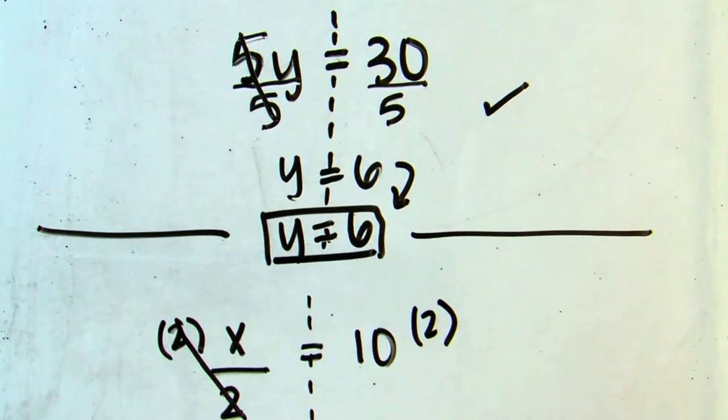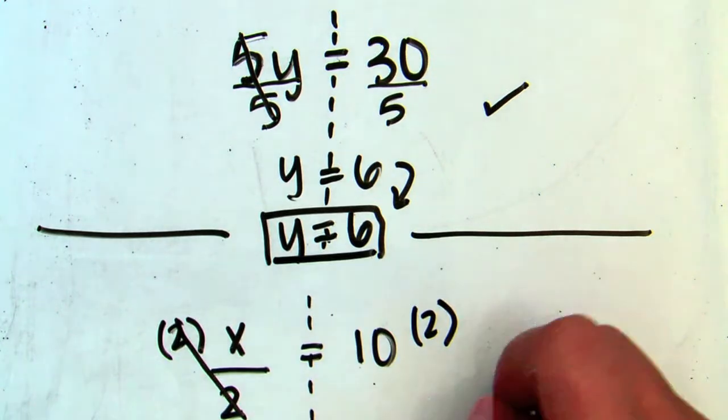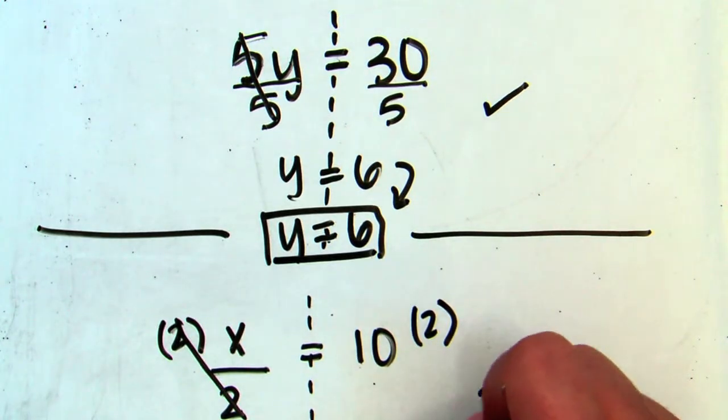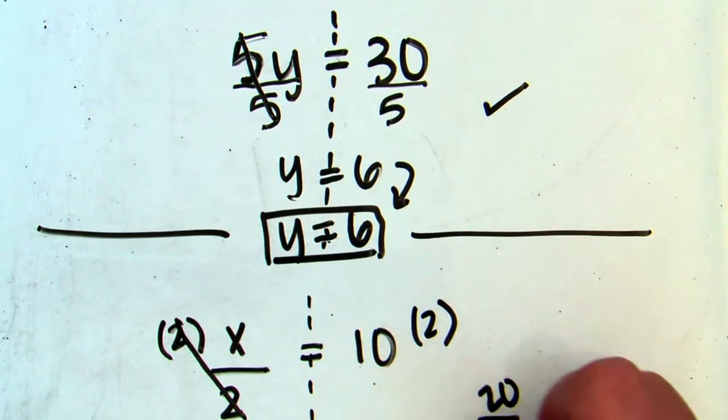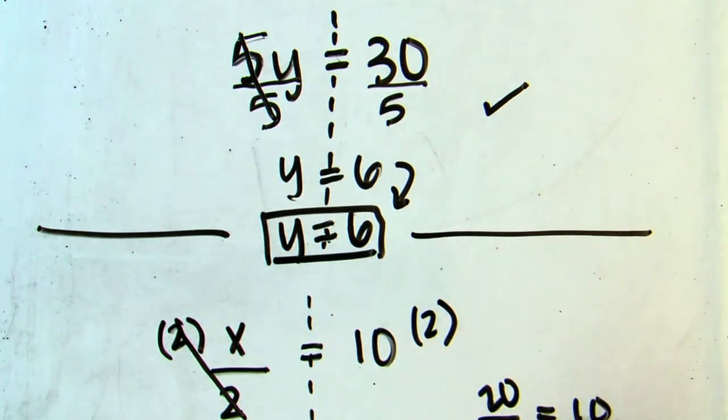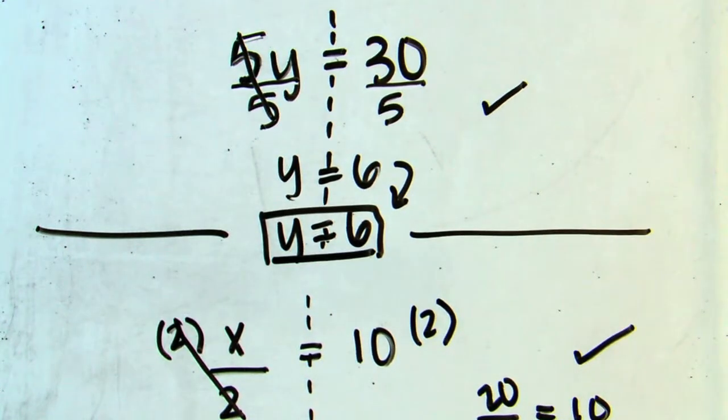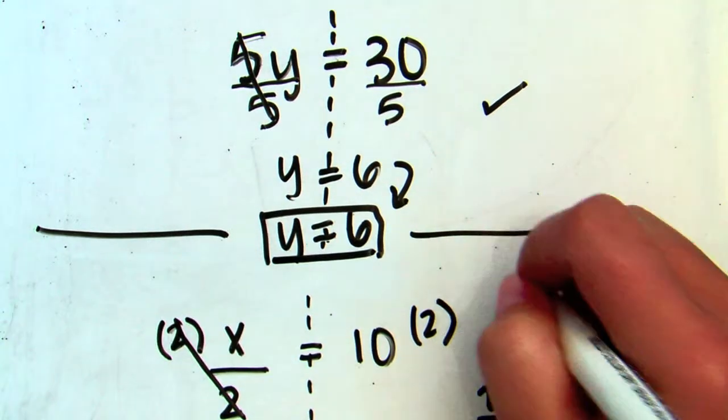So now we can plug it in to test it. Well, if x equals 20, let's plug it in over here. 20 divided by 2 does in fact give us 10. So after checking it, we know we solved it correctly. And we're done.